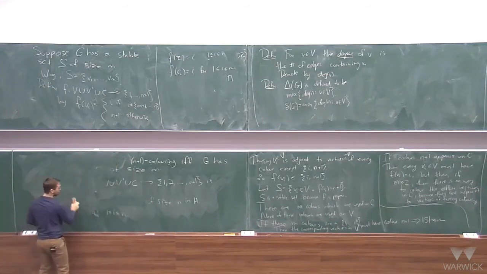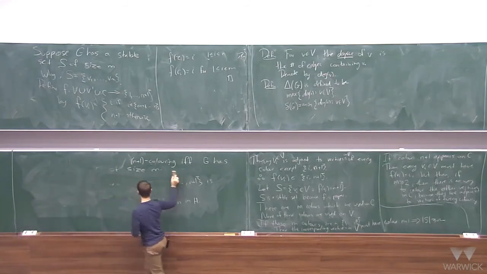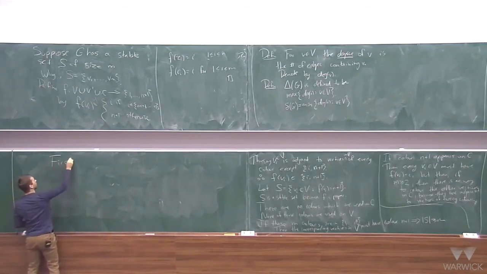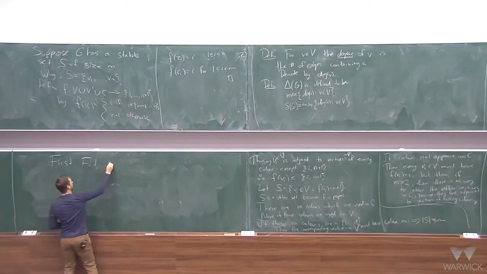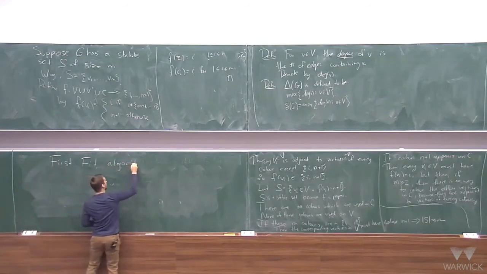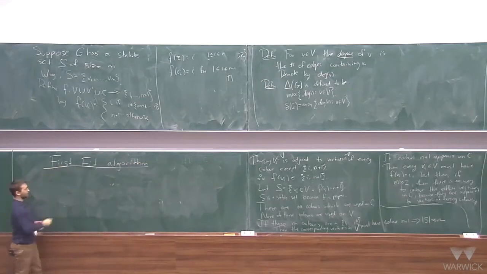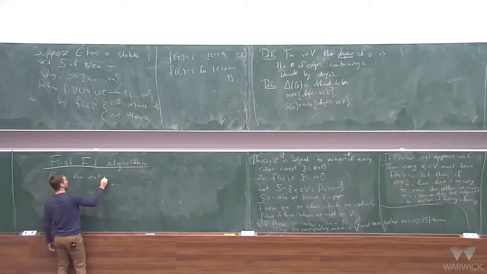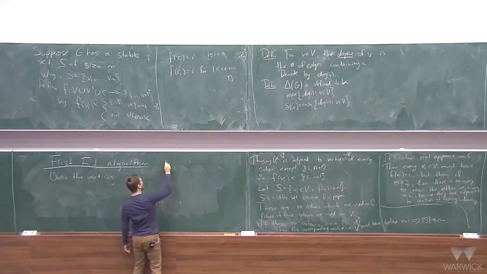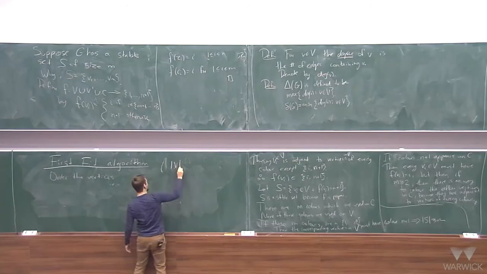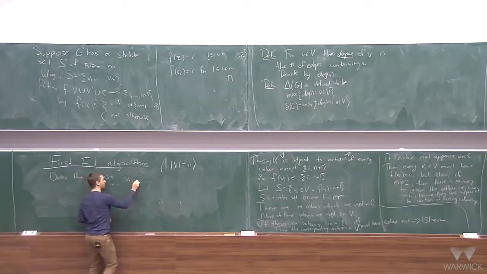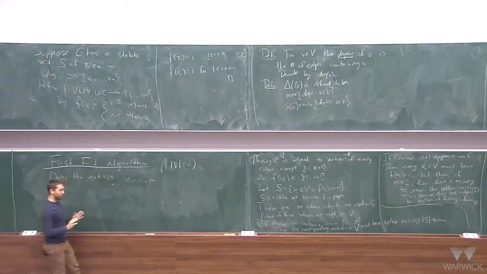Now I'm going to give you a simple algorithm which can properly color a graph as long as the number of colors is bigger than the maximum degree. This is something called the first fit algorithm, or sometimes called the greedy algorithm. So the number of vertices is n, and we just order the vertices v1 up to vn in an arbitrary way.